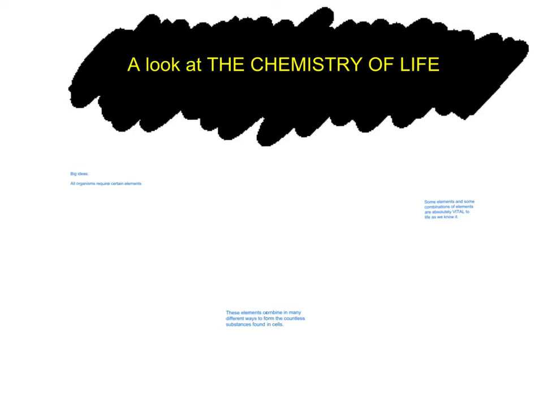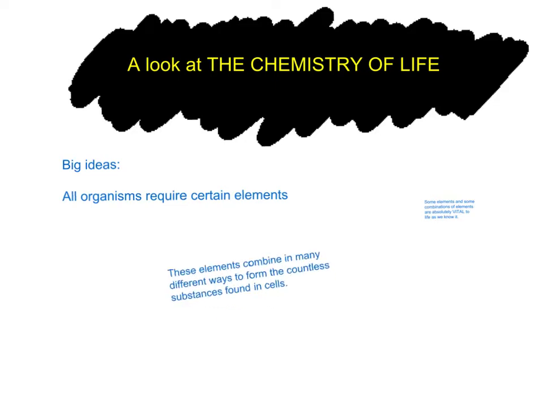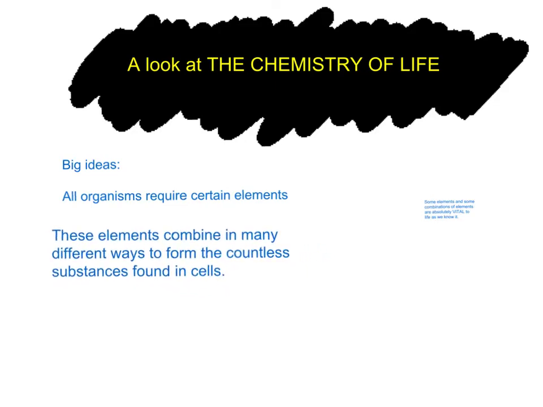Okay, so what we're going to do now is to take a look at the chemistry of life. And the big ideas in what we're going to talk about are these. First big idea is that all organisms require certain chemical elements. And second big idea is that these elements combine in many different ways.